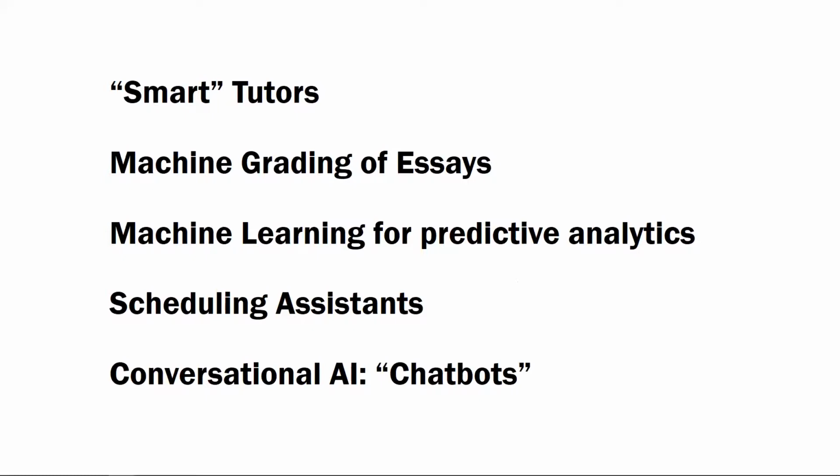Some of the ways that people have talked about using AI, there have been some experiments around smart tutors. We're not going to talk about that today. There's machine grading of essays, which we could have a whole discussion about, and what's good and bad about that. Machine learning is used for predictive analytics. So looking at all the information you have about how your students are doing on campus and trying to, out of that, figure out more about what's going on so you can take action and understand where problems are. Scheduling assistance, so tools, for example, that help students schedule their courses. But the main one we're going to focus on today is conversational artificial intelligence, which is commonly known as chatbots or natural language personal assistants.